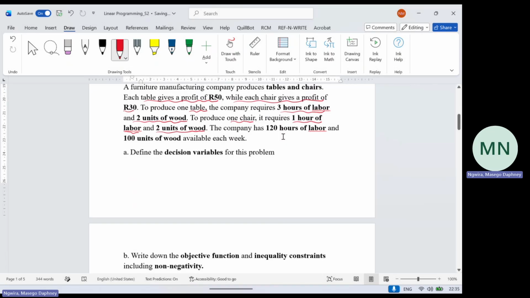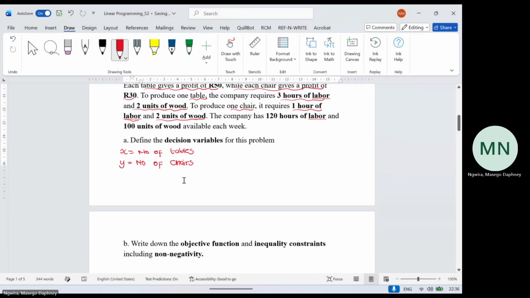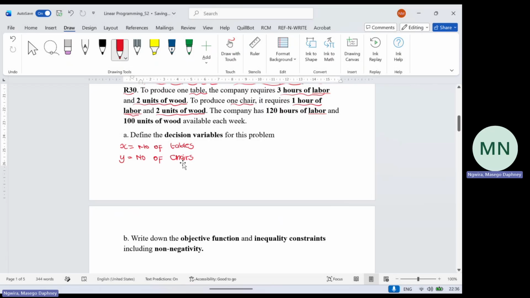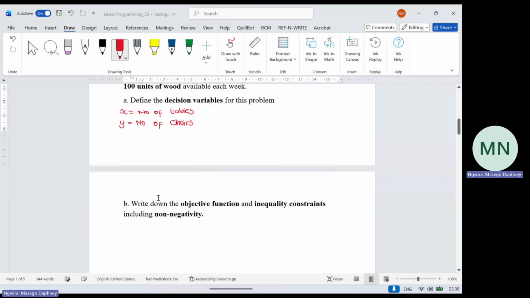As I said, I already found my decision variable. I know that my X is the number of tables, and my Y is the number of chairs. So I already found the answer for A from the first line of the problem statement. Now we move on to B.